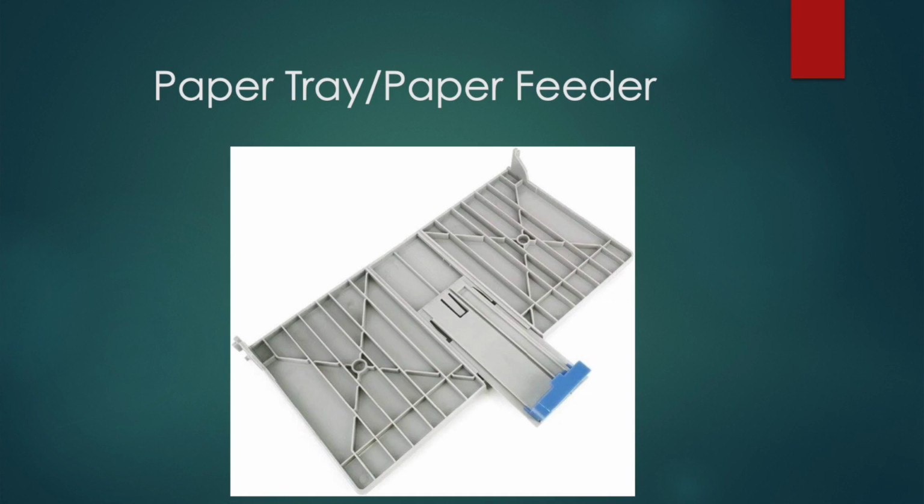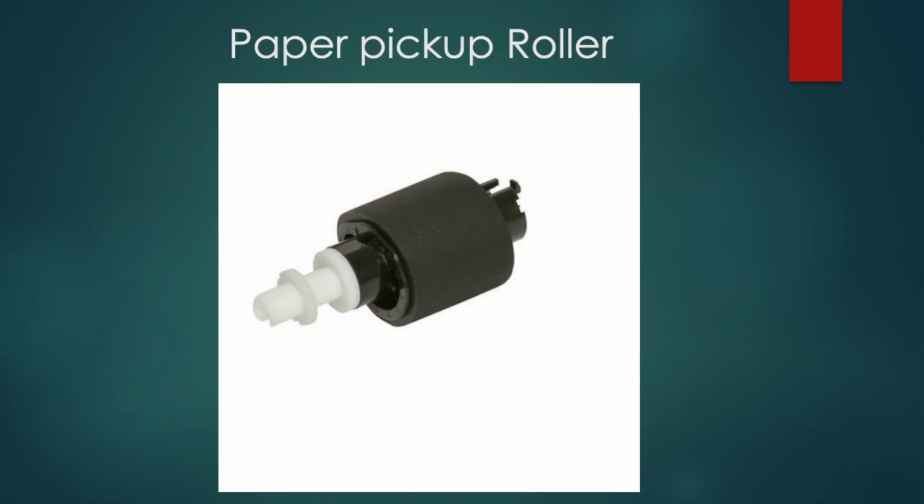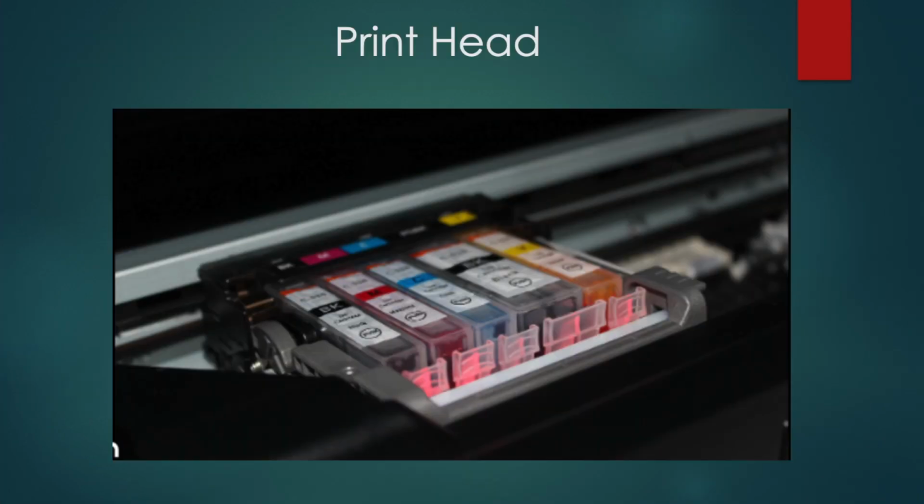The function of the paper feeder is to hold the paper for printing. The next component is the paper pickup roller. It is used to feed paper through the printer during the printing process. The next is the print head. It contains nozzles that spray ink or toner onto the paper to create text and images.